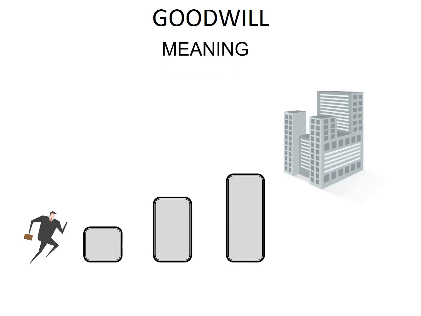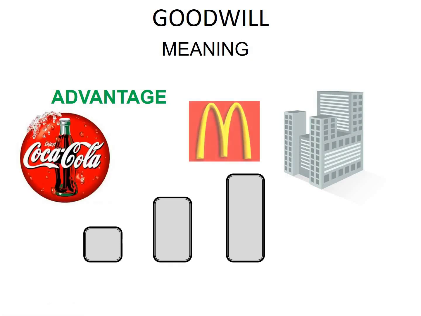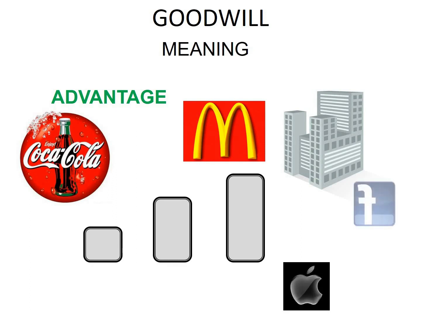Now if we have a look at the meaning of Goodwill, Goodwill is the advantage that the new partner will have for joining a new business as a going concern. Think of companies like Coca-Cola or McDonald's or Apple or Facebook. If a new partner wants to join, he will have a certain advantage because those businesses already have established reputations.